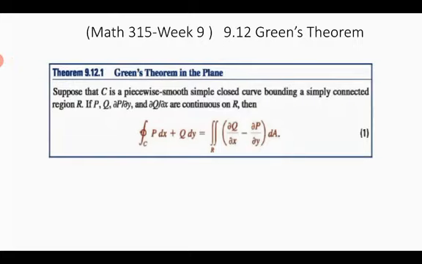Dear students, in this video we will discuss chapter 9.12, Green's Theorem. So, Green's Theorem in a plane.